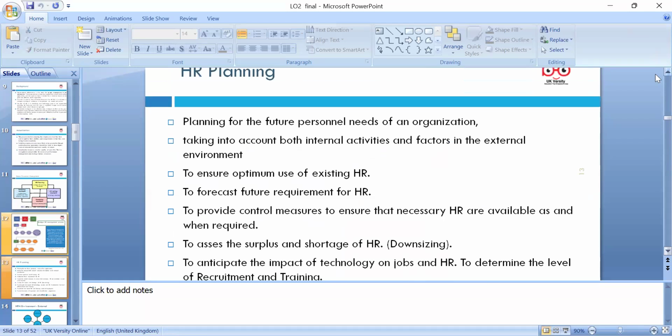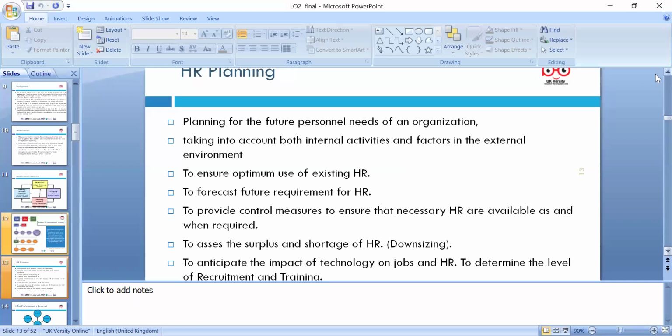When you do HR planning, please look at the personnel needs. Don't be under or over the requirement, as that can create a lot of cost for the organization. Factor in the external environment, and ensure optimum use of existing resources. Look at the future requirement.